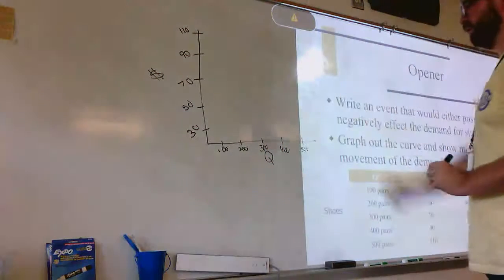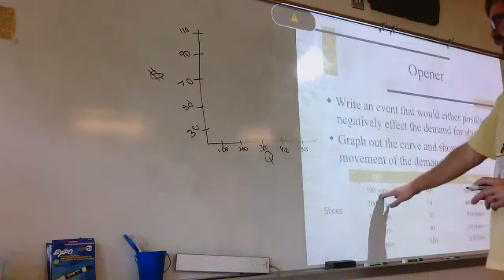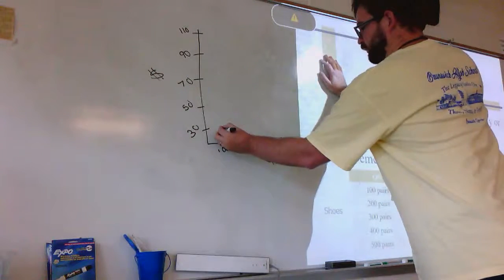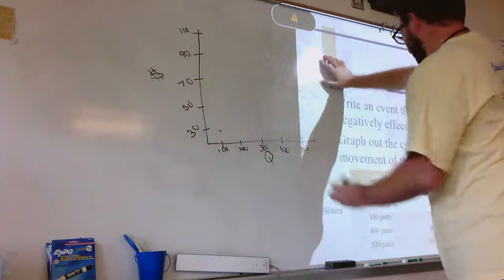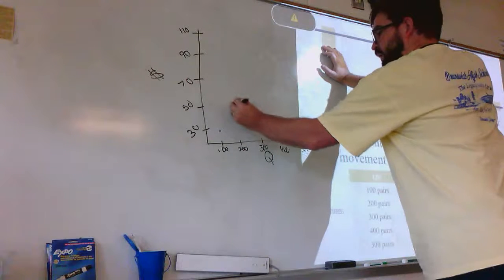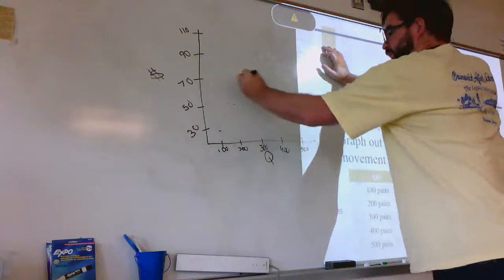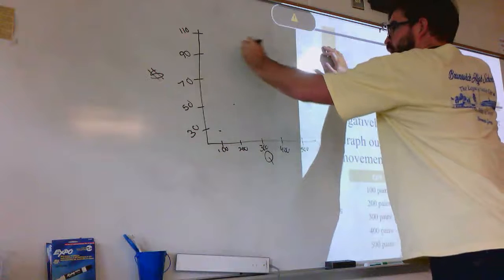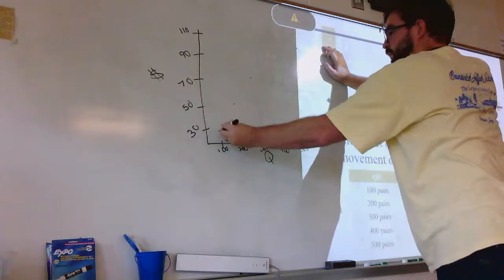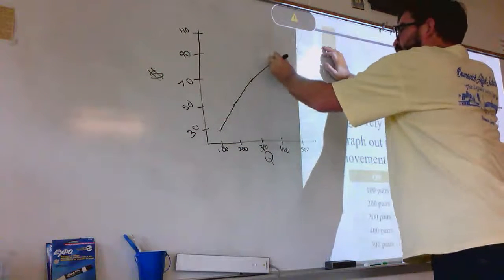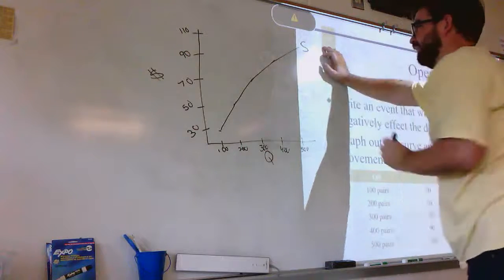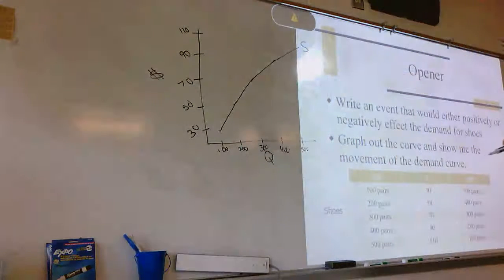First off, at $30, the business is only going to supply 100 pairs of these shoes because they're not making a lot of money off of it. But as the price increases to $50, now they'd be willing to supply 200 pairs. At $70, they'd be willing to supply even more, and at $110 is where they'd be willing to supply the most, because that's where they're going to have the highest profit. So we'll label this S for our supply curve.